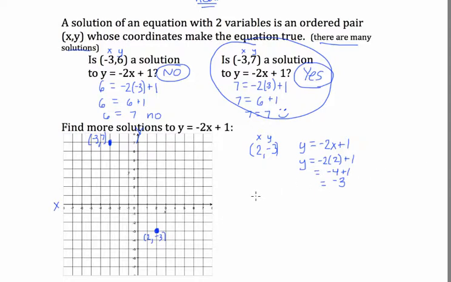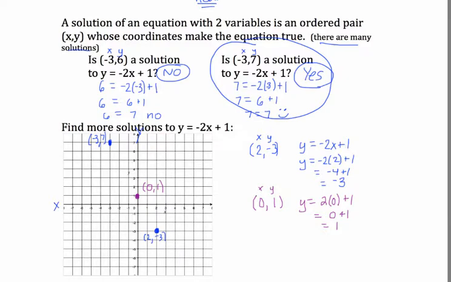Let's do another one. How about if the x-coordinate were 0? What would the y-coordinate be that went with that one? Well, if I replace the x with a 0, 2 times 0 is 0. The y-coordinate will be 1, so that means the point 0, 1 is also a solution to my equation.